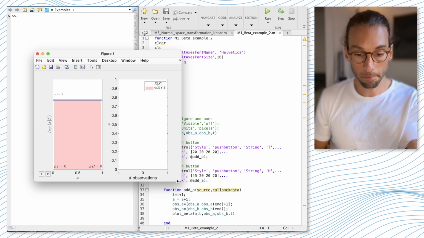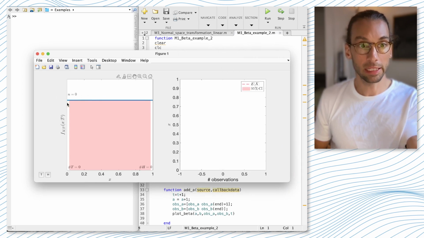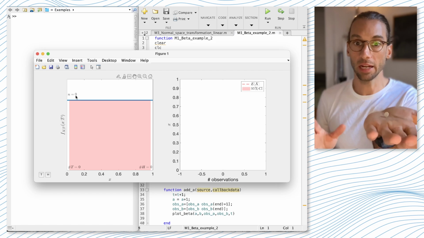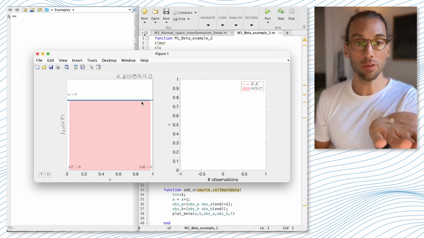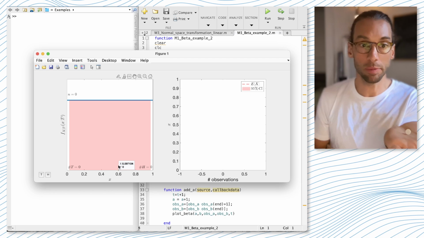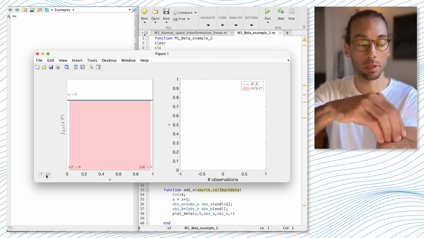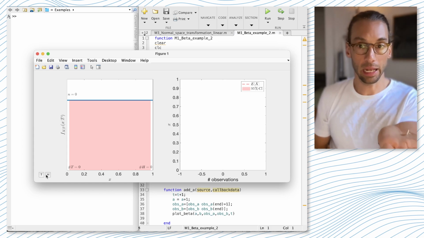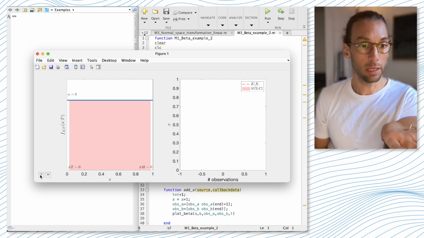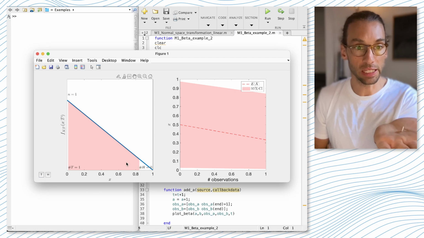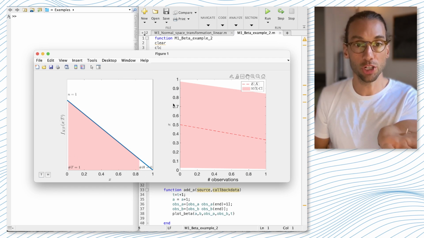So I prepared a little code. Right now I have n equals 0 throws. I have not done any trial yet. So for now, I assume a uniform prior knowledge of what is going to be the probability of landing on head or tail. And as I do some throws, let's do a first throw, it landed on tail. This is how this knowledge changes. And you see that the pink region here represents the 95% coverage region, reported as a function of the number of observations.